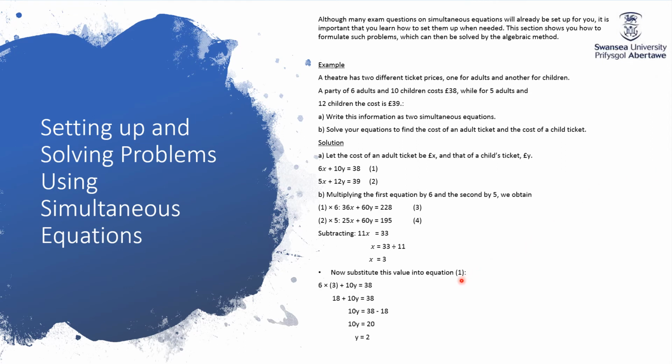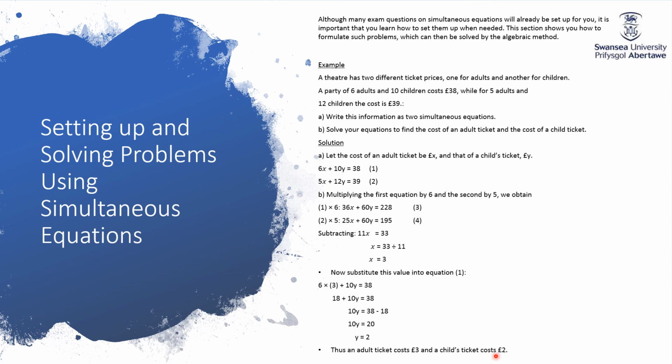Now we need to substitute the x value into equation 1. So we have 6 by 3, because x is now 3, plus 10y equals 38. That gives us 18 plus 10y equals 38. Then 10y equals 38 minus 18, because we've taken 18 off both sides, which gives us 10y equals 20. We divide both sides by 10 to give us y equals 2. Thus, an adult ticket costs £3 and a child's ticket costs £2.